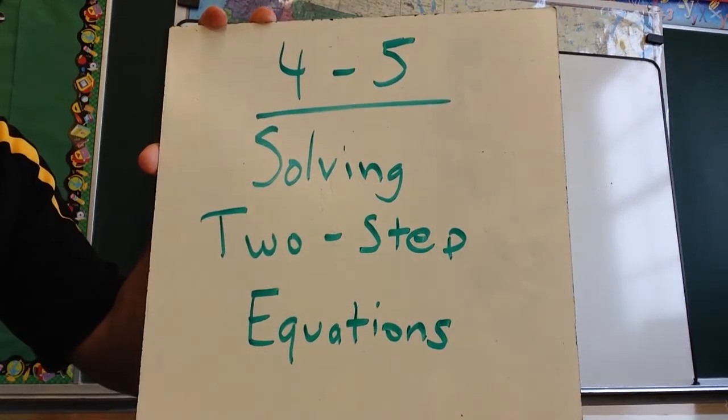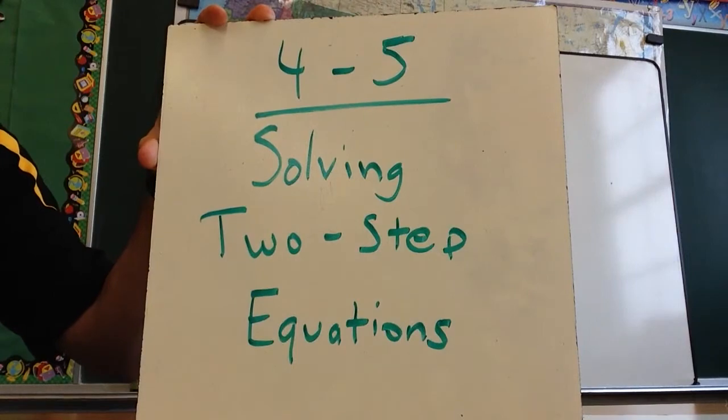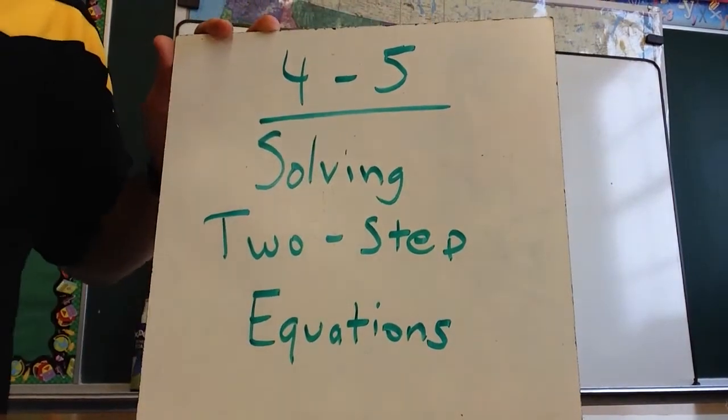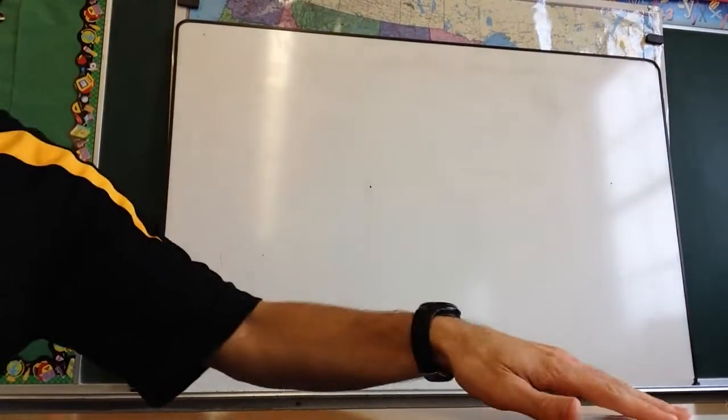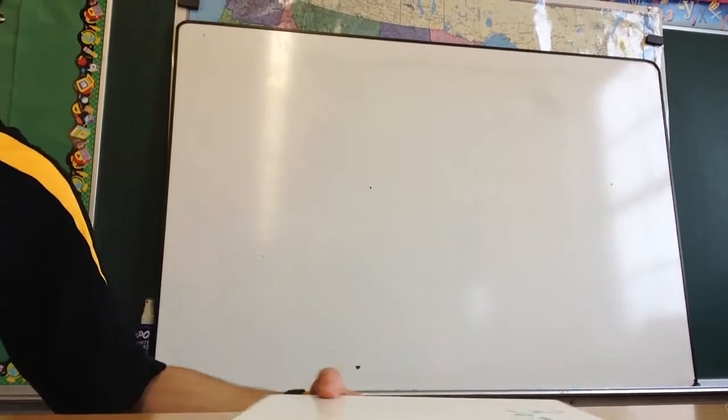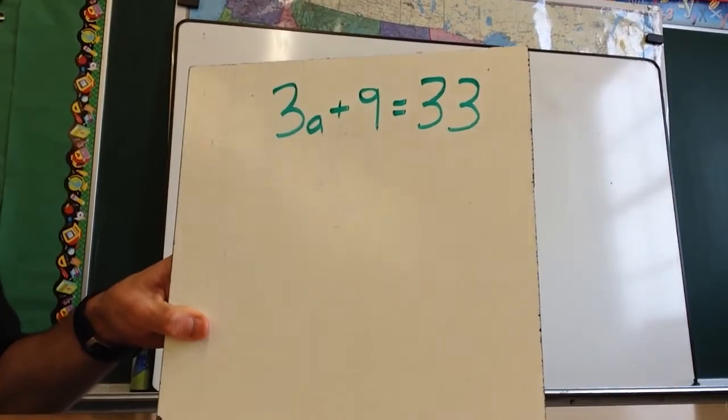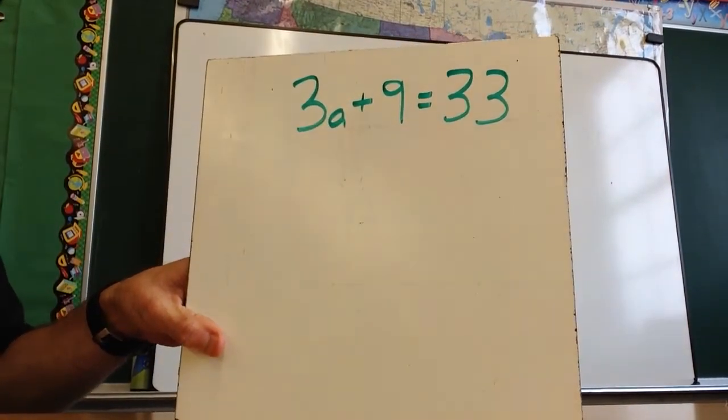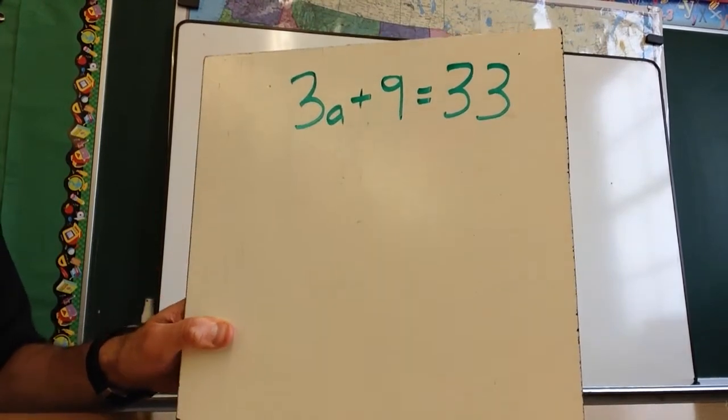This video will describe Chapter 4.5, Solving Two-Step Equations. Keep in mind that what we're going to do now is start putting together a bunch of the steps that we've been taking in the past. So the first problem would look something like this: 3a + 9 = 33.